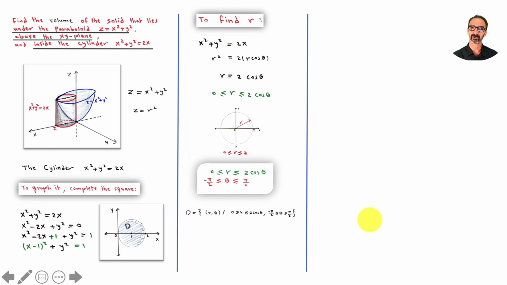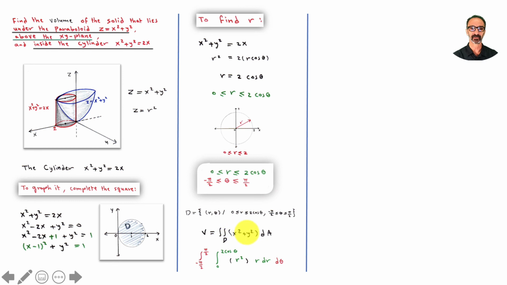So this is my region D. Down here, it's r theta, where r goes from 0 to 2 cosine theta, and theta goes from negative pi over 2 to pi over 2. My volume is the double integral of my region right here. That's my upper and that's my lower. My upper one is this z. My lower one is just the xy plane.